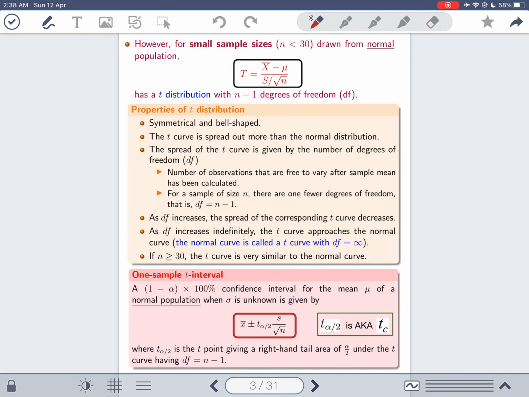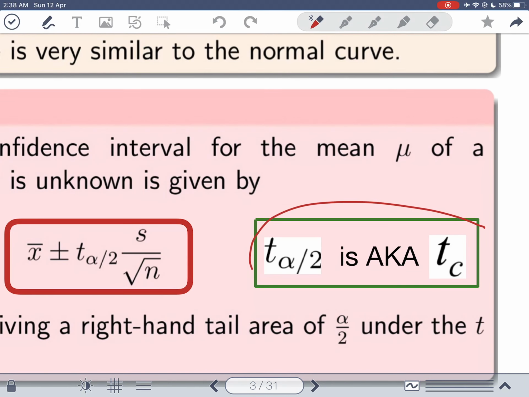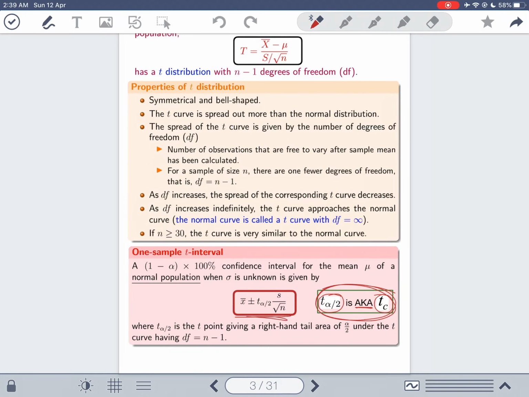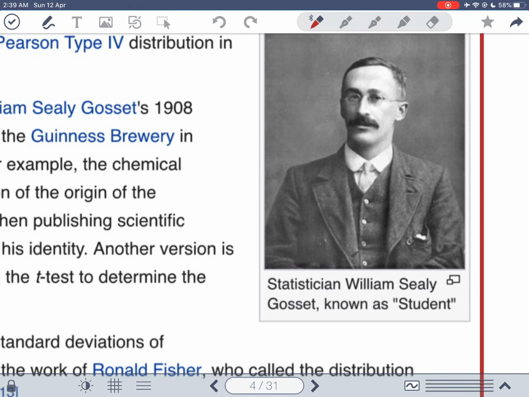So the t distribution has many characteristics. One thing I just want to remind you, please always remember throughout this video that whether I write t sub alpha over 2 or t sub c, I mean the same thing. This is why here you read it also known as. And the confidence interval will have this form. Okay, so who created this t distribution? It was an English statistician. His name is William Sealy Gossett, and he's also known as Student. This is his pen name.